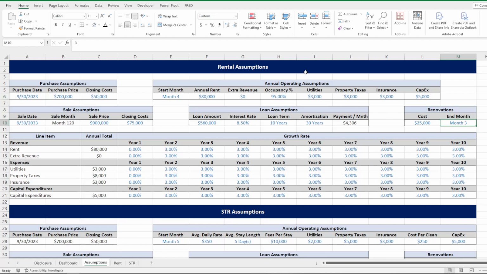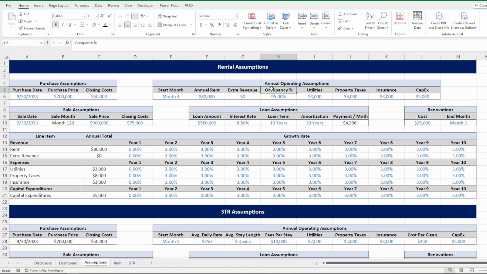Annual operating assumptions. So this is for the rental assumptions. For the rental assumption, you can put when you're planning on starting occupancy. So if you do have renovations, you might want to start it a month after. Annual rent is what you're going to be charging in rent. The extra revenue is anything extra you're going to charge on top of rent. So if you're planning on being reimbursed for utilities, or you're charging for parking or storage or anything other you can try to get $1 from, that's where you would put it.